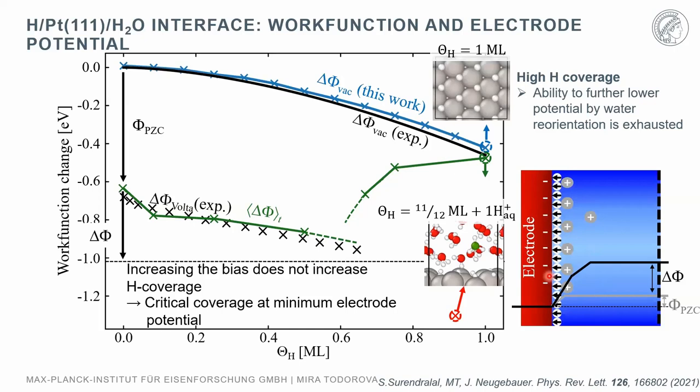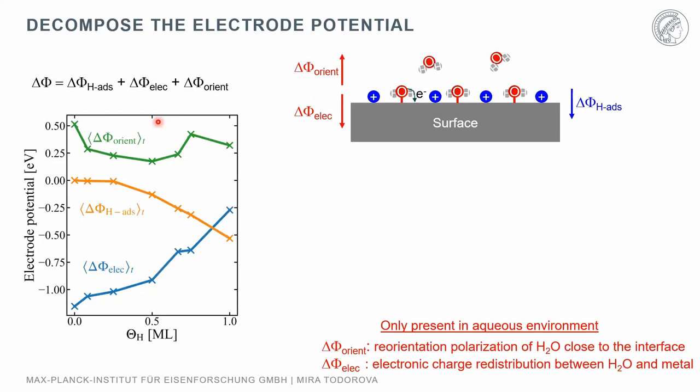The nice thing is that we can now analyze our system and figure out what's going on. We can decompose the electrode potential into various contributions, which are related to the hydrogen adsorption, or to the water at and close to the interface. First of all, if we have hydrogen adsorbed on the surface, it will exchange electrons or charge with the surface. This is also something that we have in surface science. This is here the orange curve.